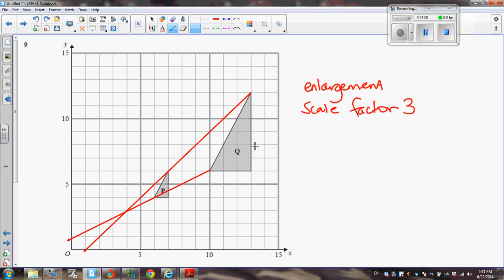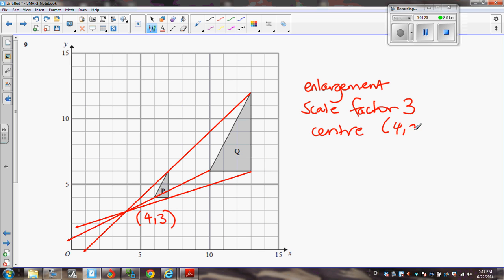That's about there. I'm also going to join this corner to this corner, although I can pretty well see where the centre of enlargement is going to be. So I'm going to join this corner here to this corner here and then extend that line, and I can see where those 3 lines actually intersect at this point here. That is the centre of enlargement. Now the coordinates of that point there are 4, 3, so we say it's an enlargement, scale factor 3, centre 4, 3.